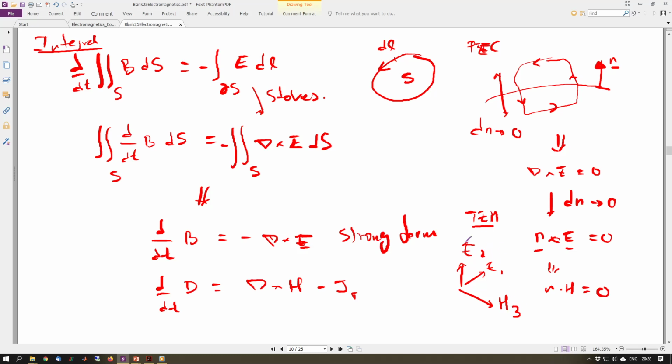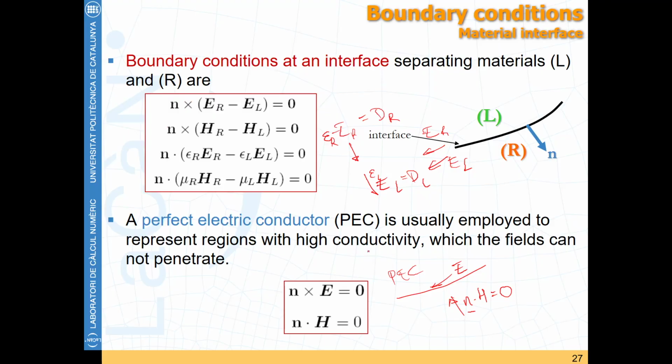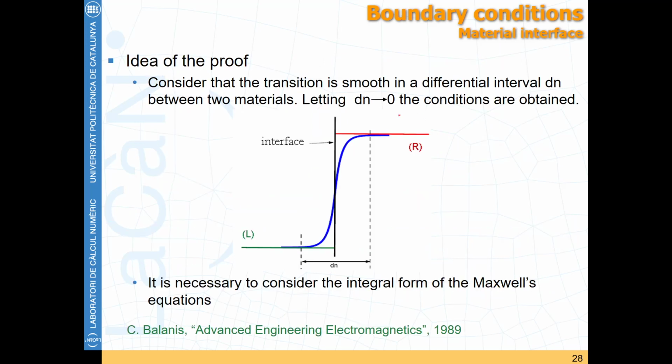Okay, so if it's being posed tangential is equal to 0, and also the normal is equal to 0. So these are the boundary conditions for a perfect electric conductor, as we may have in here. So this is the explanation. You need to consider the integral form of Maxwell's equations. That is what we have just written now, and this is the idea of the proof that we have given.